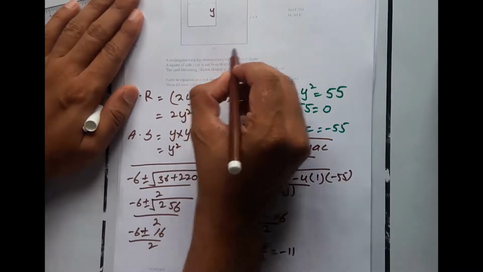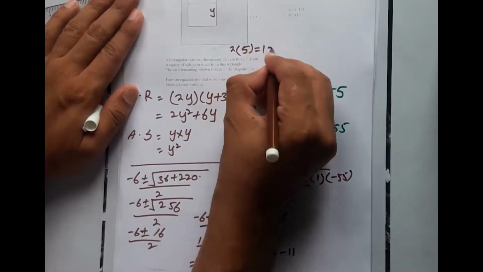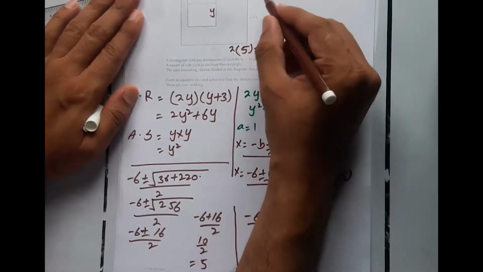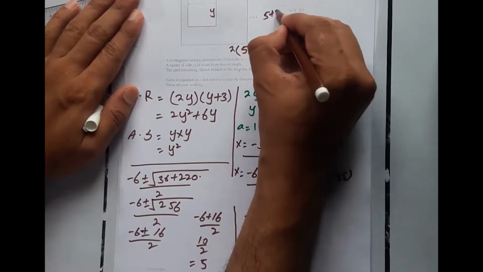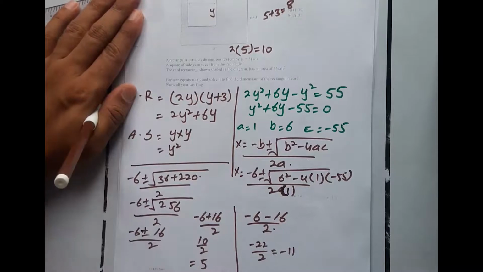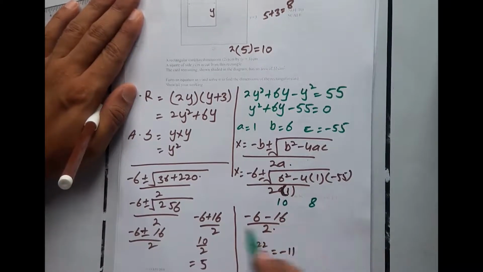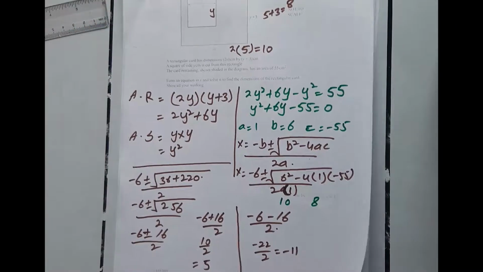This is 2y, so 2 into y value is 5, so this will become 10. This is y plus 3, so y is 5, so 5 plus 3, this will become 8. So dimension is equal to 10 and 8. You can write the answer 10 centimeter and 8 centimeter. This was your C part of question 5. We have done question 5 right now. Okay, we are on question 6 right now.